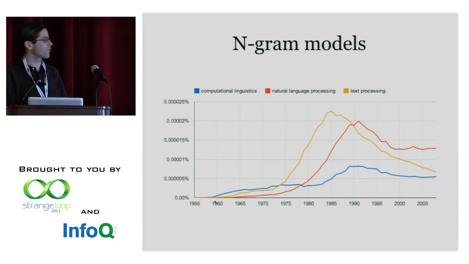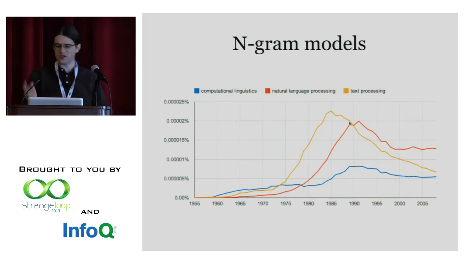And we can see a kind of interesting trend here, which is that text processing was the first term to become popular in the mid-'80s, but then quickly declined as natural language processing picked up, because text processing just doesn't sound ambitious enough anymore.